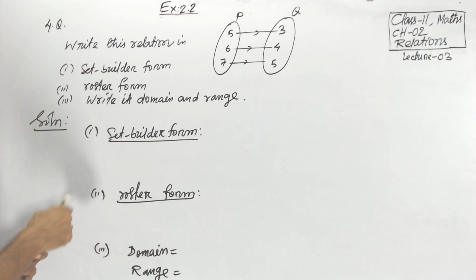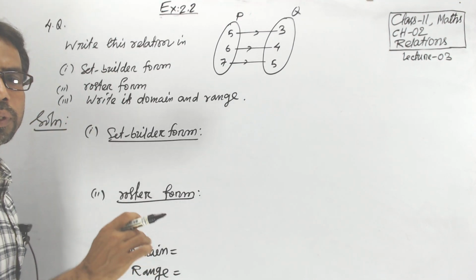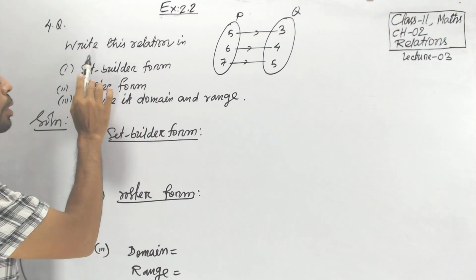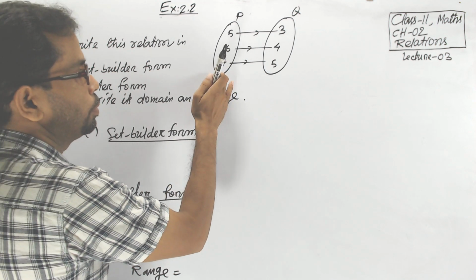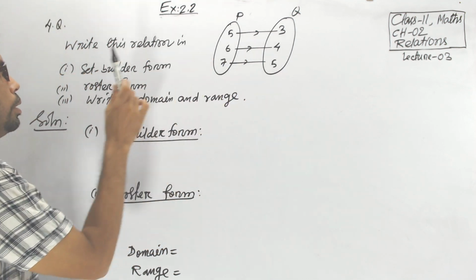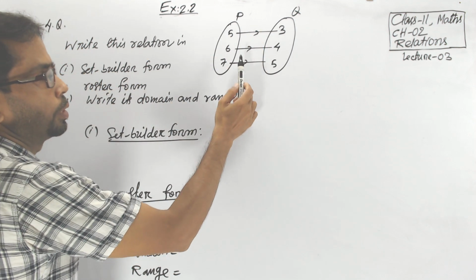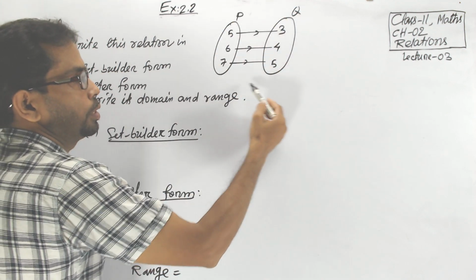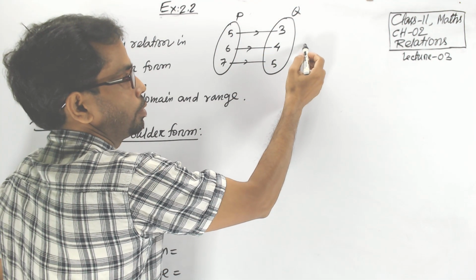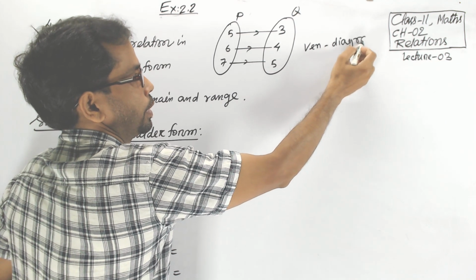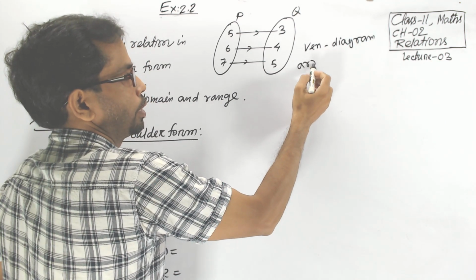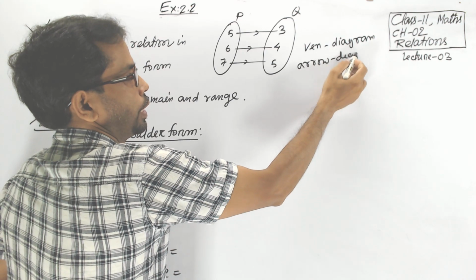Question number 4 is given like this. A diagram is given, a relation from P to Q. The relation is given as an arrow diagram. This way of representing a relation is called relation by Venn diagram or arrow diagram. It is a Venn diagram only, and it is called an arrow diagram. This diagram is representing a relation.